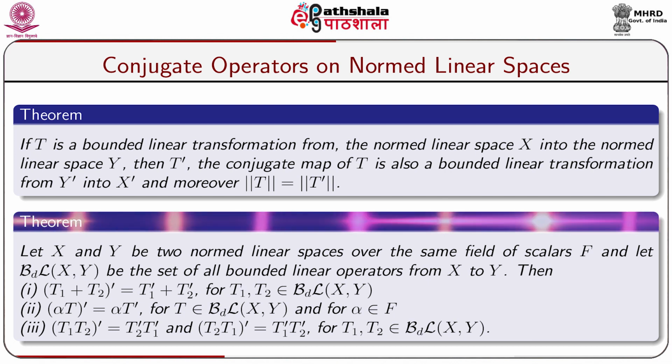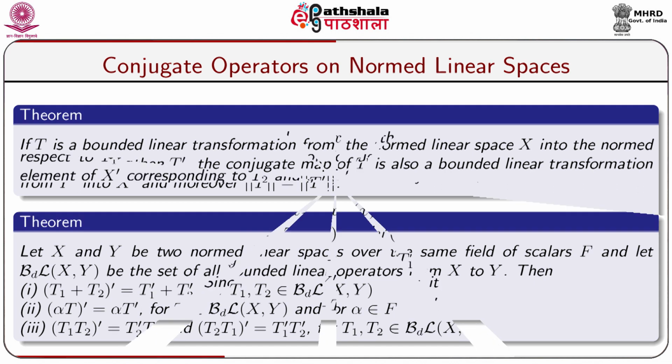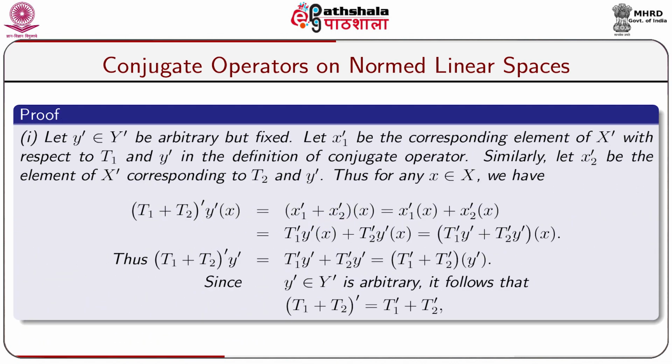Number 3, (T1 T2)' = T2' T1' and (T2 T1)' = T1' T2', for T1, T2 belonging to BDL(X, Y). We shall prove one by one. First we shall prove for 1.